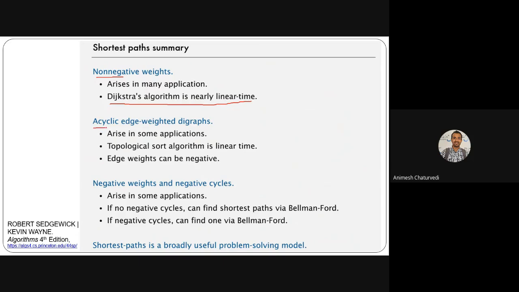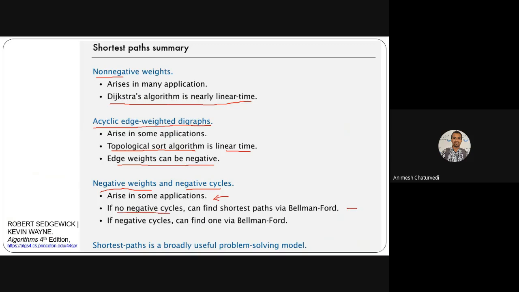Then there is the acyclic edge-weighted digraph, like in the PERT chart or critical path analysis. The longest path could be an example. For them, we do the topological sort in linear time. Then we have some negative edges as well, and in this case negative edges could also be solved. Then negative weights are a special case, with negative weights and negative cycles. There are some applications that we just saw, like currency exchange. So you want to detect the negative cycle.